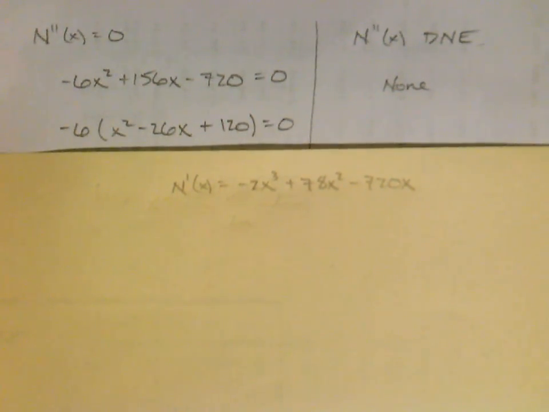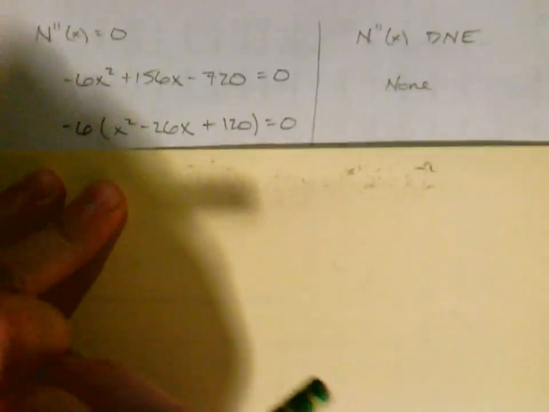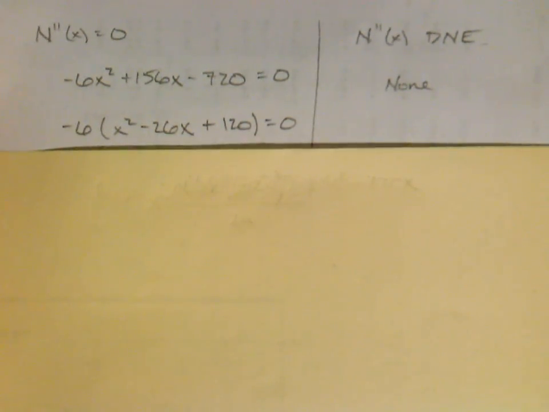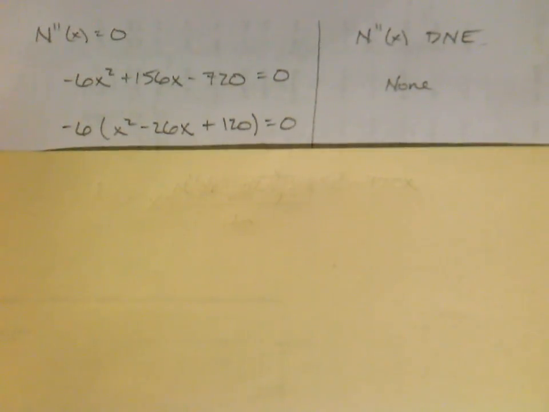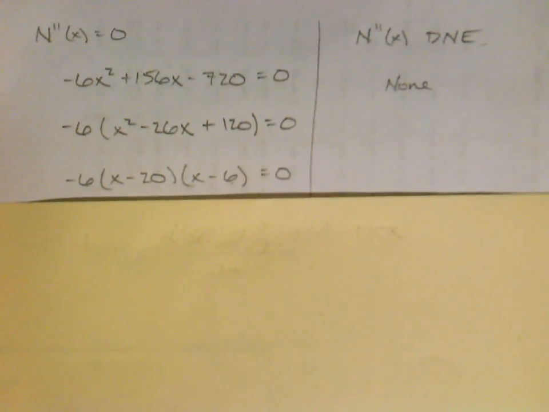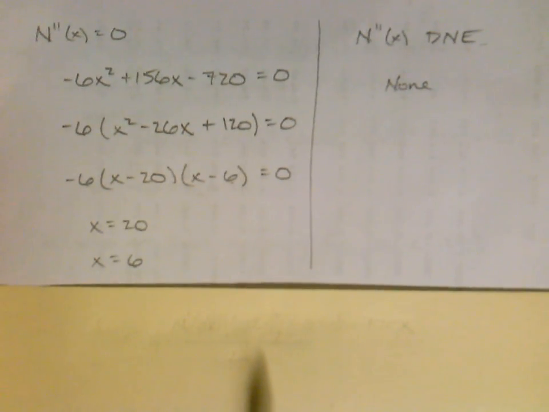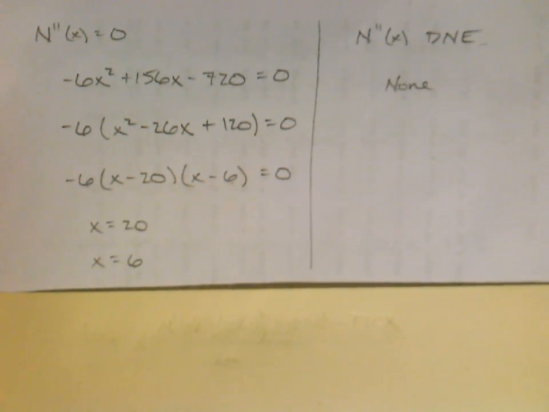So I'll go ahead and let's get rid of this. I don't want to confuse anybody. Let's go ahead and start factoring. We can take a negative 6 out, leaves us with x squared minus 26x plus 120. And this one, when I was doing the problem, I happened to notice how that factored right away. So that saves some time if you can spot how it factors. x minus 20, x minus 6. And if you go ahead and set both of these factors to 0, then you've got two answers, x equals 20, x equals 6.